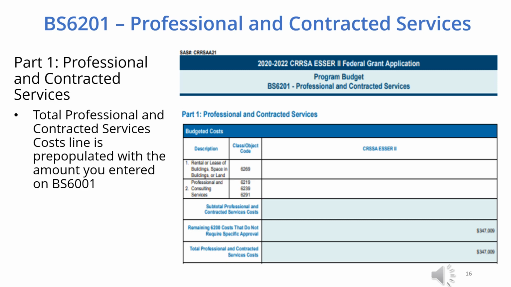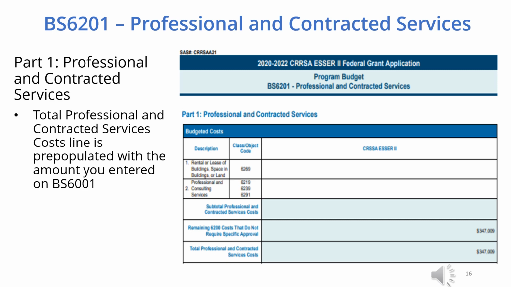Next up is BS 6201, Professional and Contracted Services. The Professional and Contracted Services schedule will be broken up over the next 2 slides so that we can have a good look at it. Part 1 of the schedule is what is currently displayed. Total professional and contracted services cost at the bottom of the screen will be pre-populated with the amounts that you entered on BS 6001, the Program Budget Summary and Support Schedule for professional and contracted services. The total will appear in the remaining costs that do not require specific approval line initially.